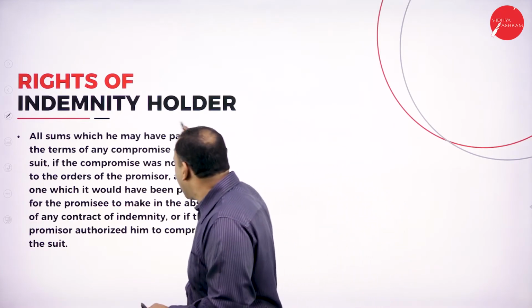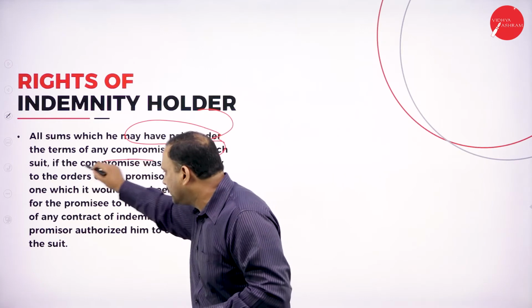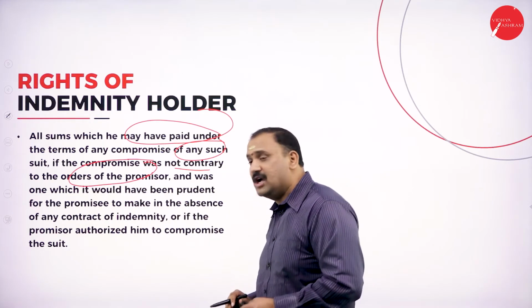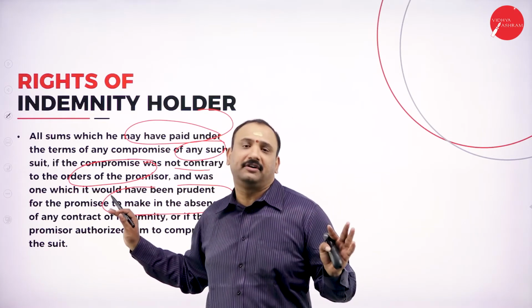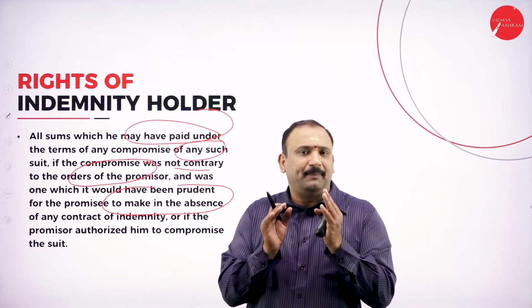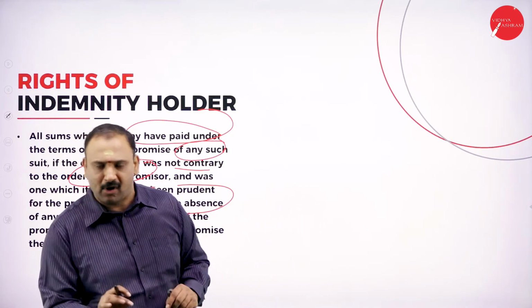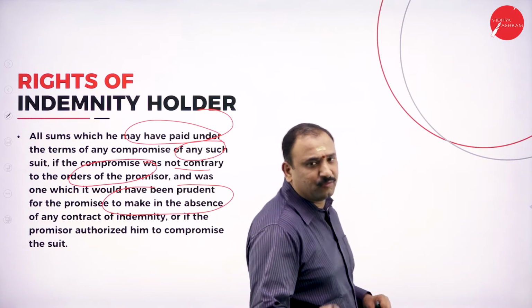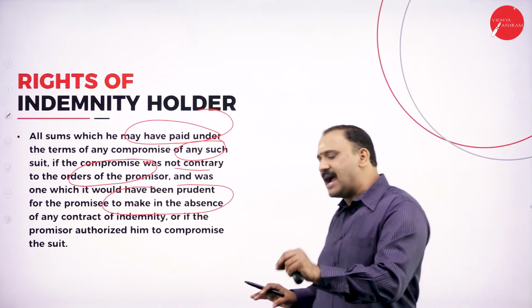all sums which he may have paid under the terms of a compromise of any such suit, if the compromise was not contrary to the orders of the promisor and would have been prudent for the promisee to make in the absence of a contract. That is very important to understand. In the normal scenario while running through this contract, whatever has been promised and agreed upon to handle that initial case will be paid back to the promisee.